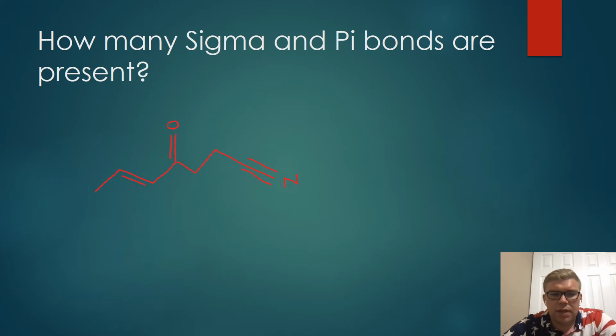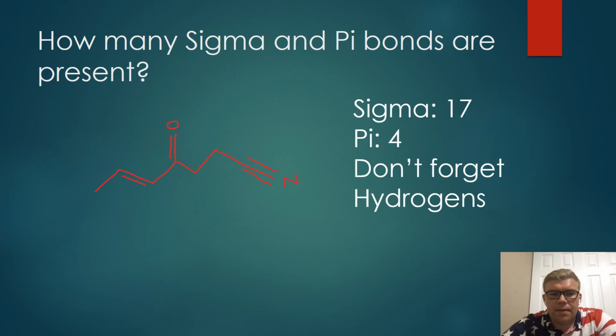Alright, sweet. So, the answers are 17 sigma and 4 pi. Don't forget the hydrogens. It is a carbon chain. So we're going to use white to mark it out. So we're going to go through and just mark up all the hydrogens because it makes it easiest.